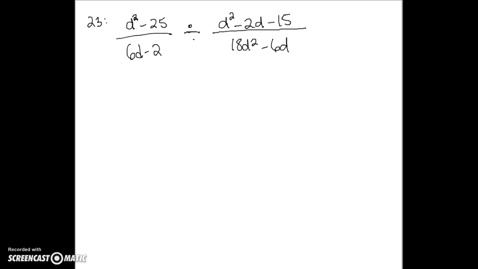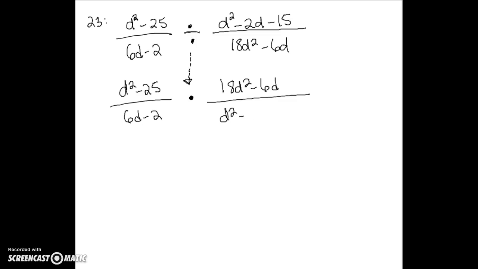Now, I'm going to tell you what a lot of you are going to do, because you're going to want to skip steps. And I don't like to skip steps. I like to see it on paper and not keep so much in my head, because then I find myself making mental errors. So what I'm going to do right now is write d squared minus 25 over 6d minus 2 times. I am now changing this to the multiplication problem first. This has to be its reciprocal. 18d squared minus 60 over d squared minus 2d minus 15.